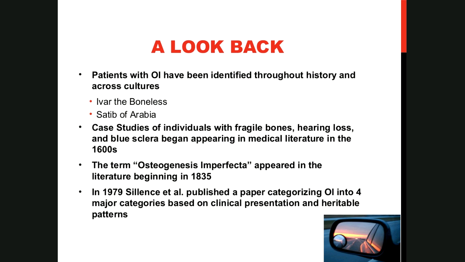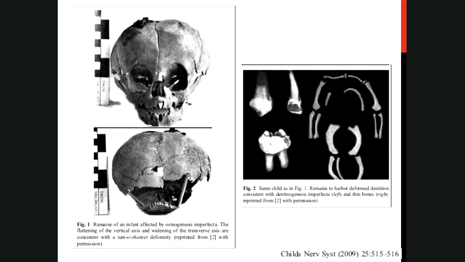Osteogenesis imperfecta has been identified throughout history. The earliest case reports in the literature began in the 1600s. And then in 1909, Looser et al. published a paper which categorized OI into 4 major categories, and this categorization or schema is still the most widely used today for classification of OI.